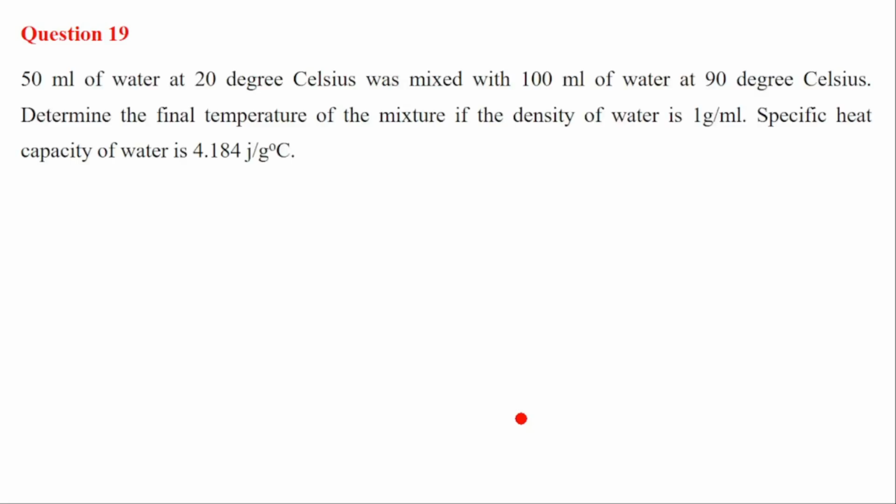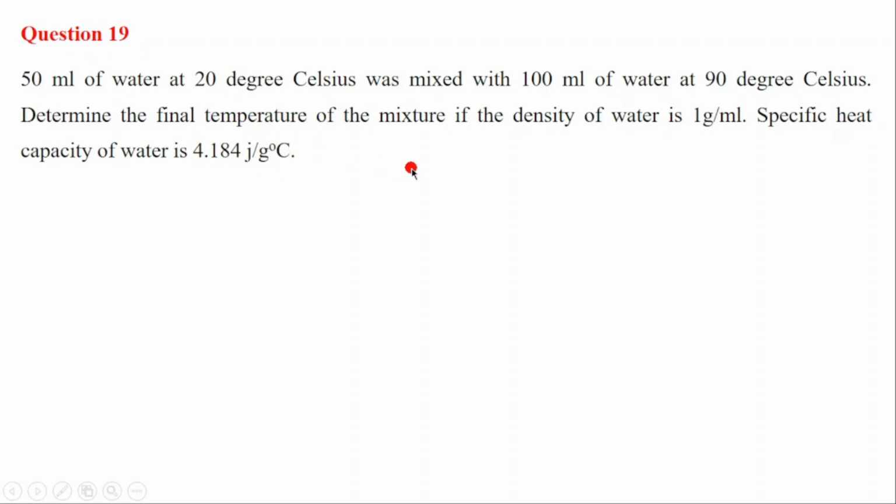Let's go to the next question, which is question 19. Question 19 is saying we have 50 milliliters of water at 20 degrees Celsius mixed with 100 milliliters of water at 90 degrees Celsius. Determine the final temperature of the mixture. The density of water is 1 gram per ml, and the specific heat capacity was given as 4.184 joule per gram degrees Celsius.